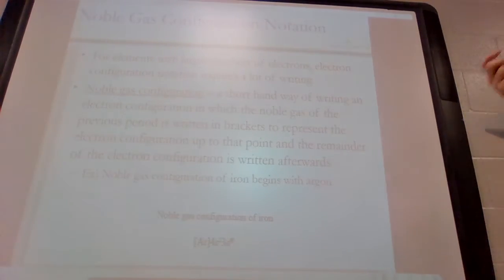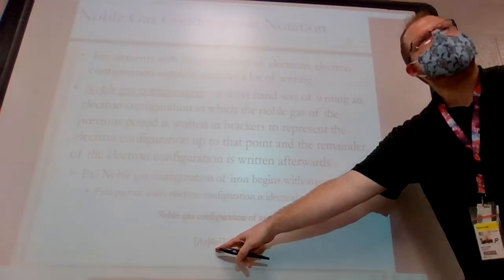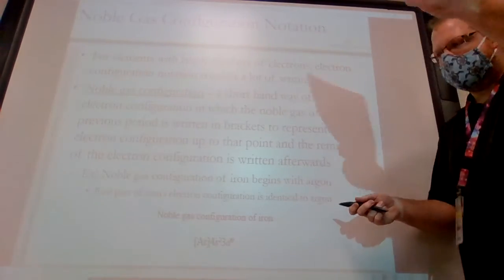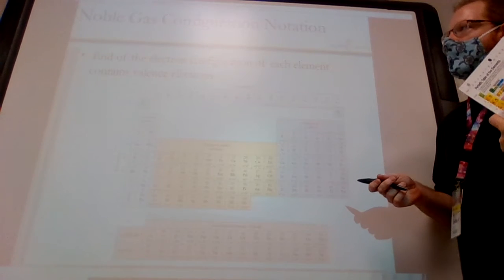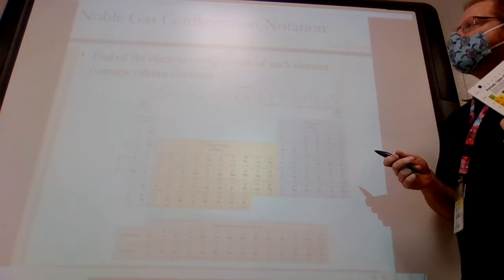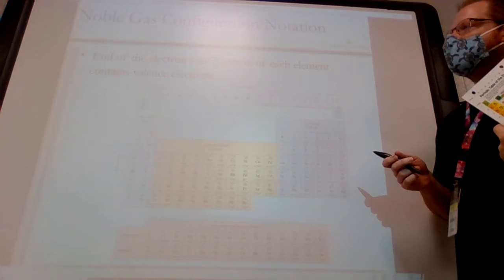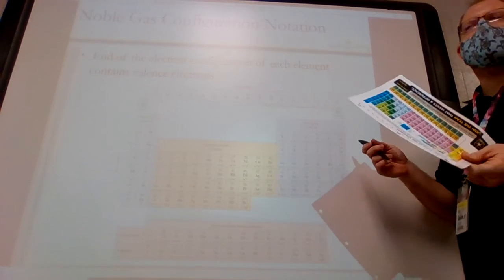So let's see. You can see they have that down here, the noble gas configuration, just like I did on the board. Okay, so the end of each electron configuration of each element contains the valence electrons. How many electrons they have? I've kind of already told you that. So these are your actual electrons. If you add up all of your exponents, that adds up to the same number of electrons that atom has, and it should be equal to the same number of protons that atom has, as long as it's neutral.